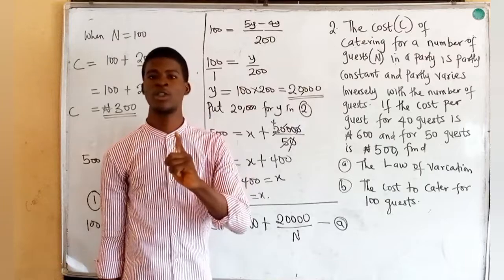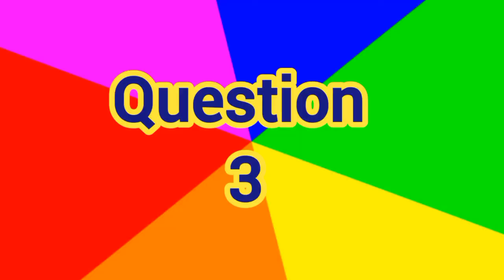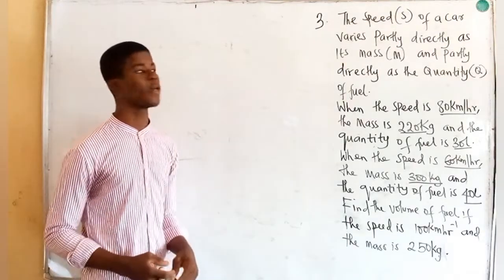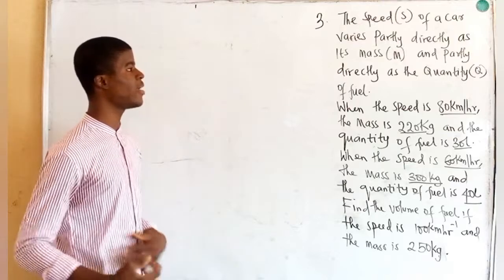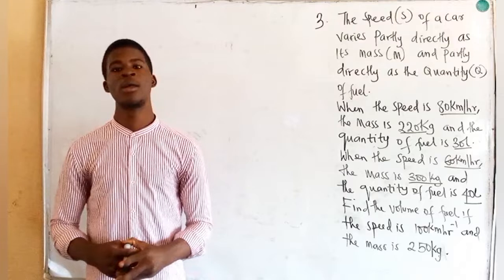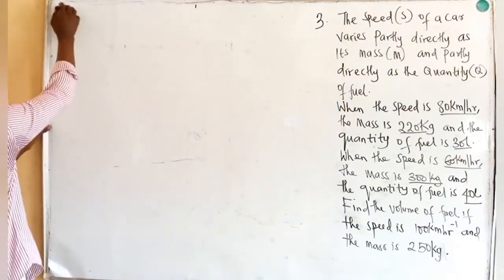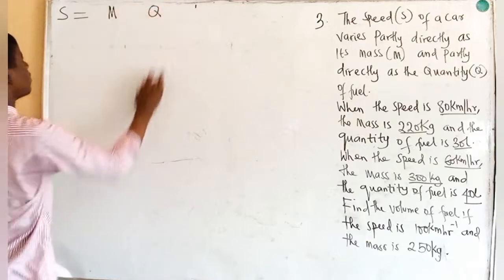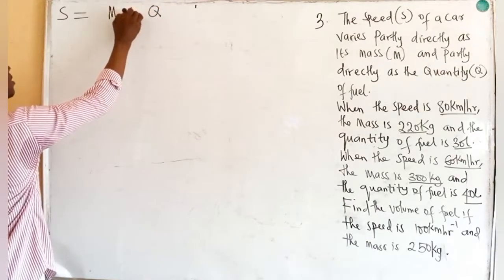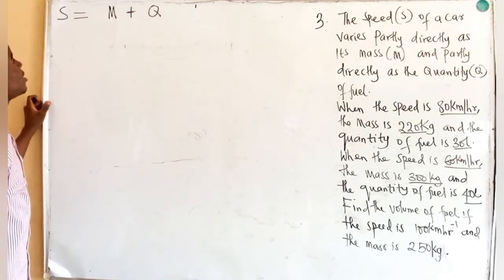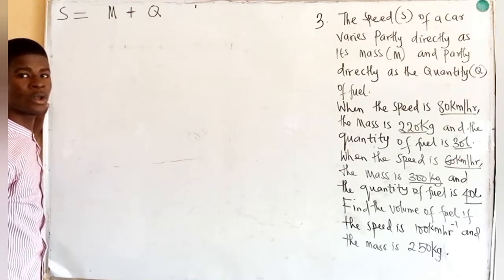Now we're going to move to the last but not the least question. So focus your attention once again. It says the speed S of a car varies partly directly as its mass and partly directly as the quantity Q of fuel. Watch. The speed depends on two quantities, the mass and the quantity of fuel. So it varies partly as the mass and partly as the quantity of fuel.